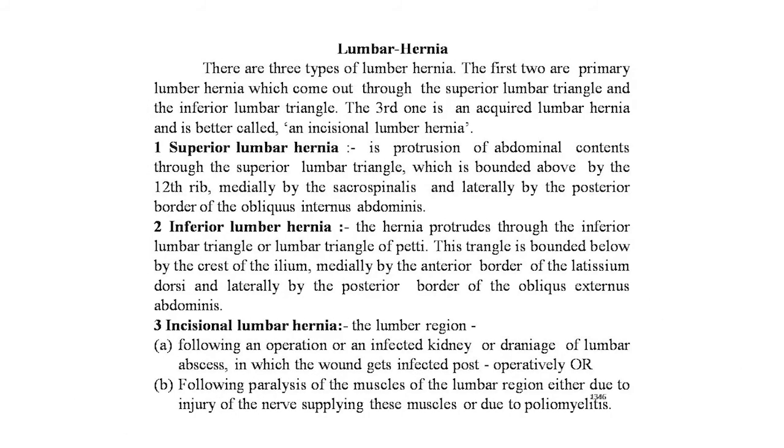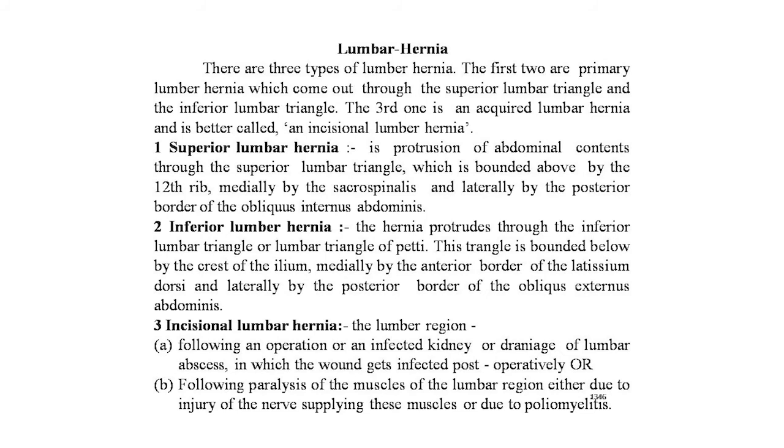Now the next and final point of this lecture is the lumbar hernia. There are three types of lumbar hernia. The first two are primary lumbar hernias, which come out through the superior lumbar triangle and the inferior lumbar triangle. The third one is an acquired lumbar hernia and is better called an incisional lumbar hernia.